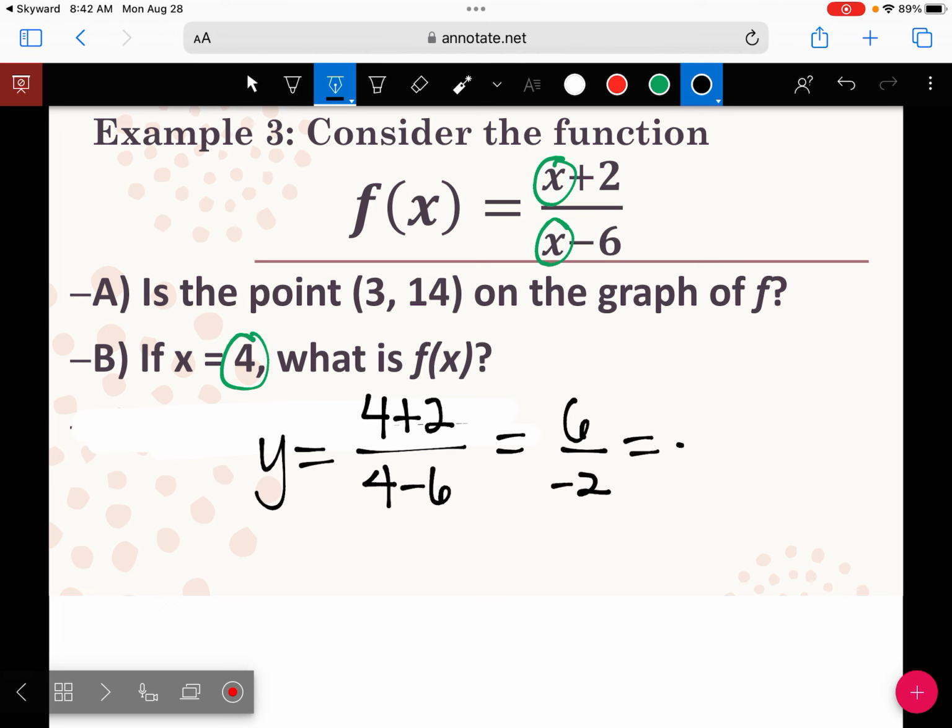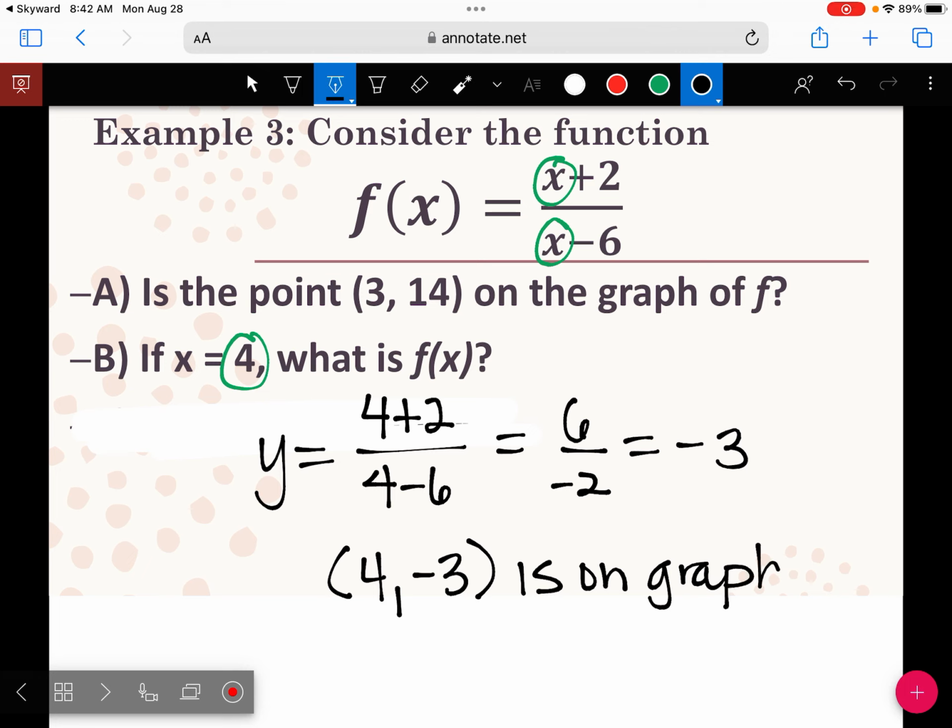And you should get -3. Who got -3? So what that's telling us then is that the point (4, -3) is on the graph. That's what you figured out, because we actually took an input and got an output of -3. So the point where x is 4 and y is -3 is on the graph. So our final answer would be in ordered pair.